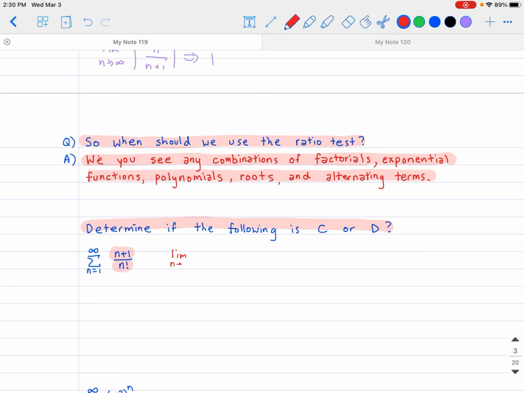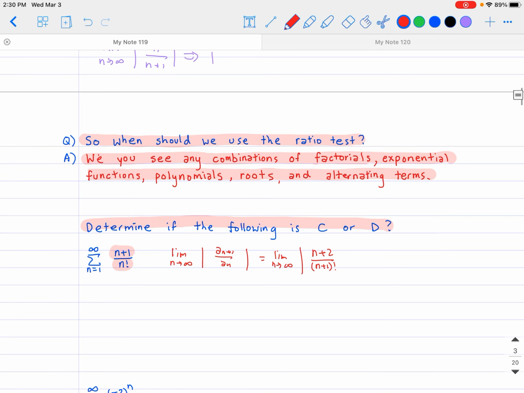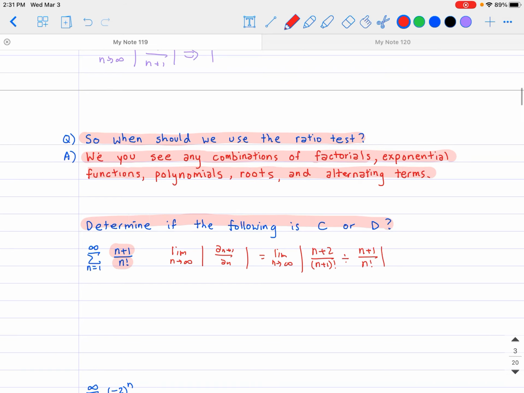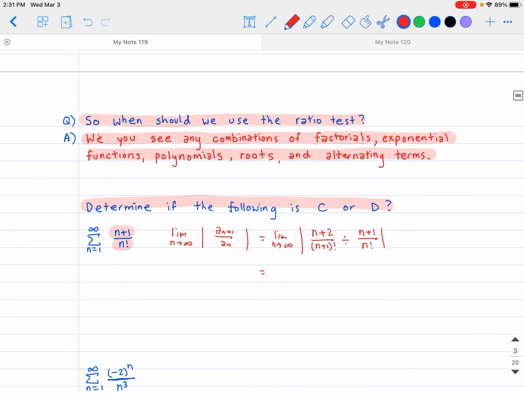The limit as n approaches infinity of the absolute value of the next term divided by the current term. So if I were to write all this out, then limit as n approaches infinity of the absolute value of the next term, which is n plus 2 divided by n plus 1 factorial. That is going to be the next term. And then I'm going to take that and divide it by the current term, which is n plus 1 divided by n factorial. We're going to take this and simplify it as much as possible.